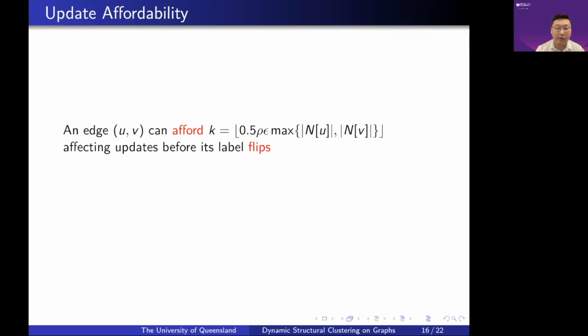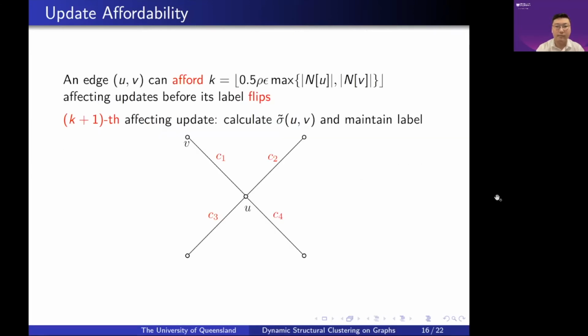It means that if UV is labeled as similar at this moment, then within the next K affecting updates, we don't have to compute the approximate similarity or maintain its label. It can safely stay similar until the K plus 1's update. Upon the K plus 1's affecting update, we need to calculate tilde sigma UV and maintain its label. Now the question becomes, how can we capture the K plus 1's affecting update?